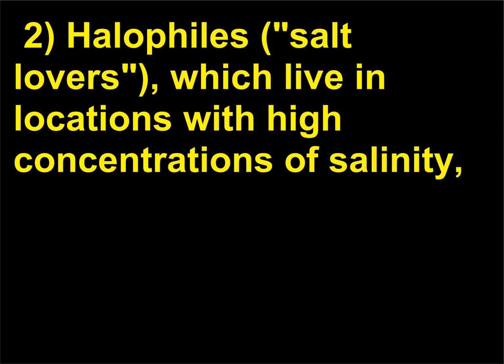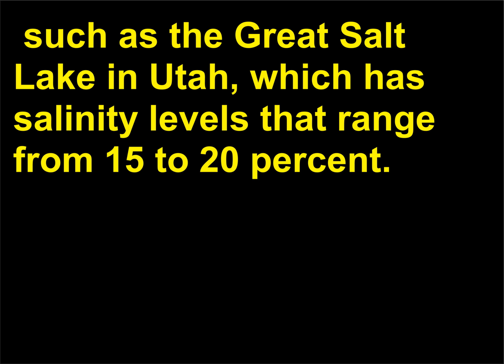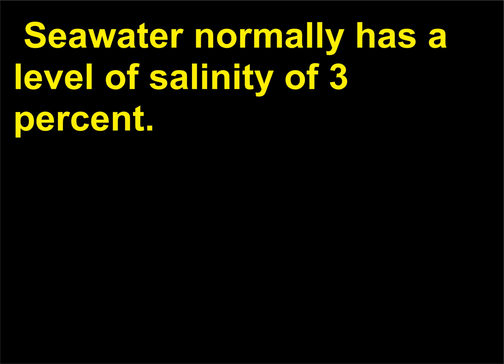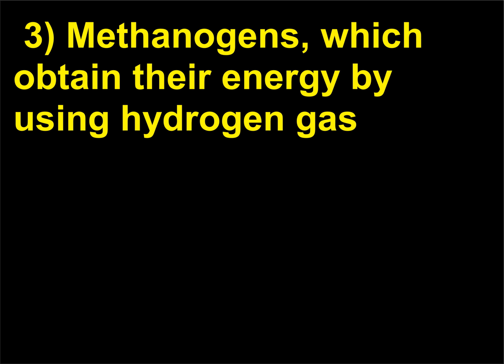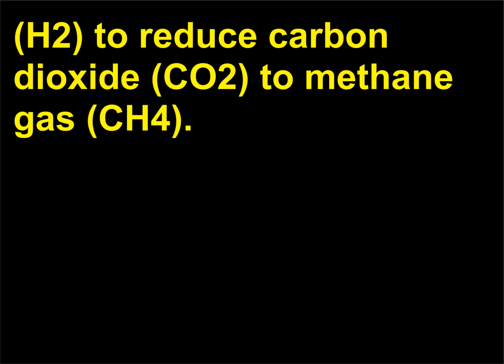2. Halophiles, salt lovers, which live in locations with high concentrations of salinity, such as the Great Salt Lake in Utah, which has salinity levels that range from 15 to 20%. Seawater normally has a level of salinity of 3%. 3. Methanogens, which obtain their energy by using hydrogen gas, H2, to reduce carbon dioxide, CO2, to methane gas, CH4.